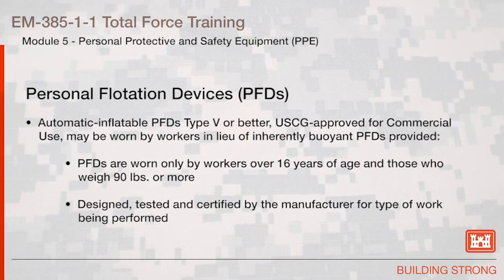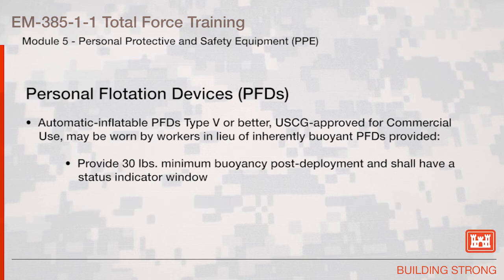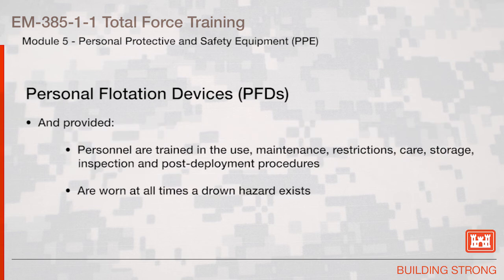Automatic inflatable PFDs Type 5 or better, U.S. Coast Guard approved for commercial use, may be worn by workers in lieu of inherently buoyant PFDs, provided that PFDs are worn only by workers over 16 years of age and those who weigh 90 pounds or more, are designed, tested, and certified by the manufacturer for type of work being performed, and provide 30-pound minimum buoyancy post-deployment and shall have a status indicator window, and provided that personnel are trained in the use, maintenance, restrictions, care, storage, inspection, and post-deployment procedures, and they are worn at all times a drown hazard exists.